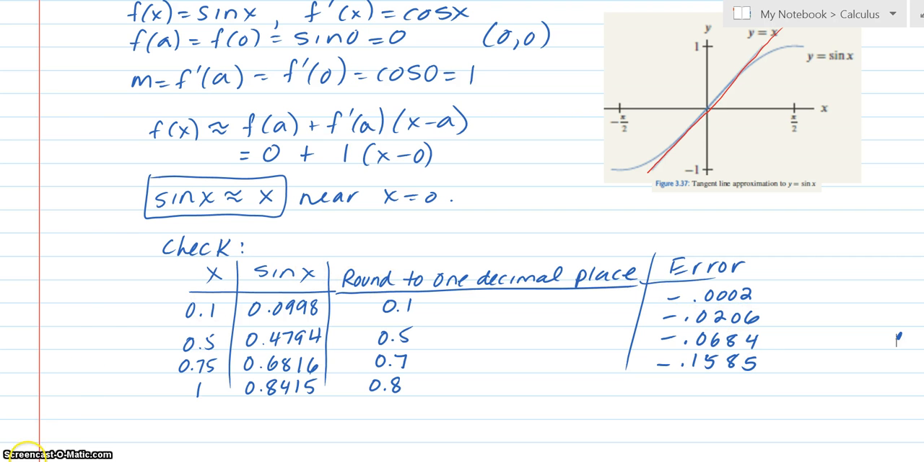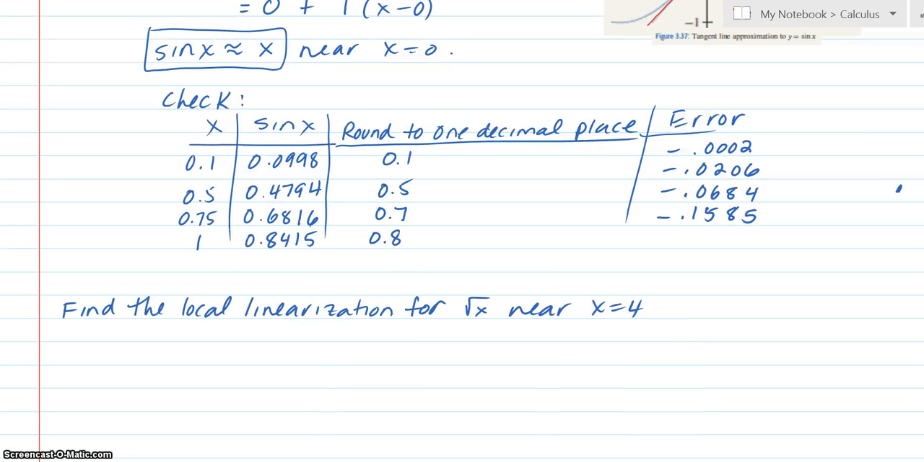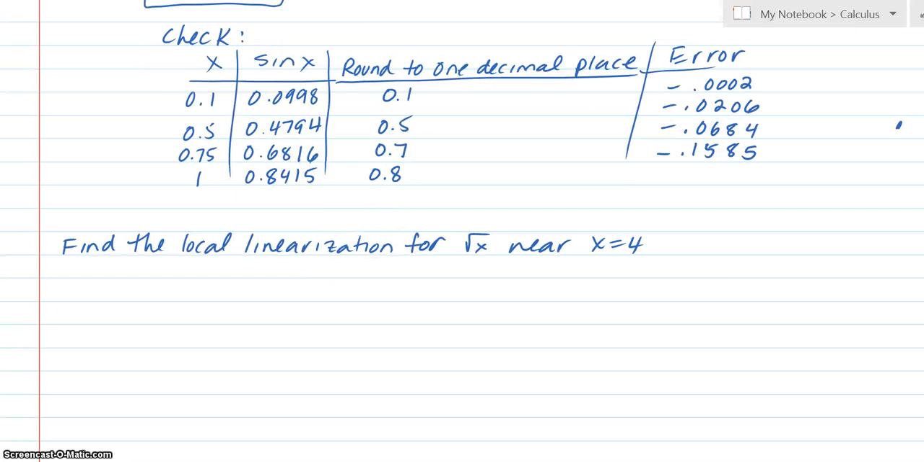So this is a good way, especially if you did not have a calculator and you wanted to find approximate values, an easy way to find the approximate values of sine of x near, this one is x equals 0, but you could do near x equals whatever value you're looking for. So let's do another one. Let's find the local linearization for square root of x near x equals 4. So this is going to allow us to approximate the square root of 5 or the square root of 4.1 or 4.5. So let's go ahead and do that.